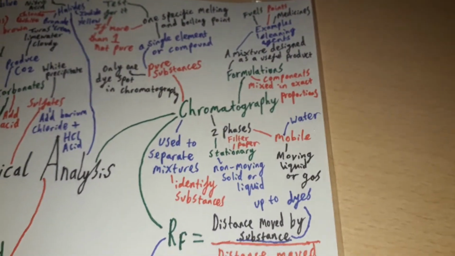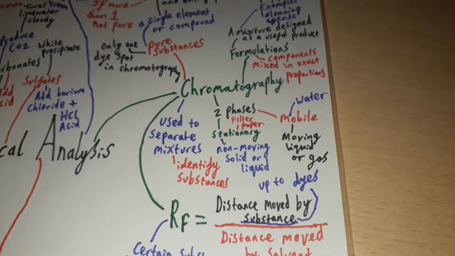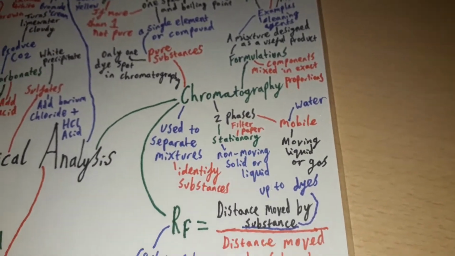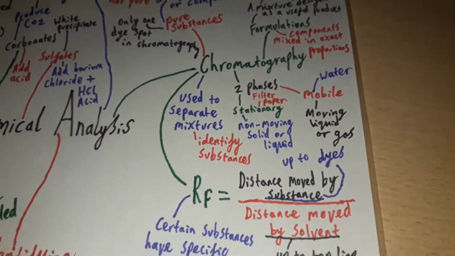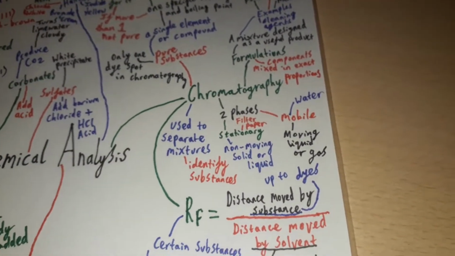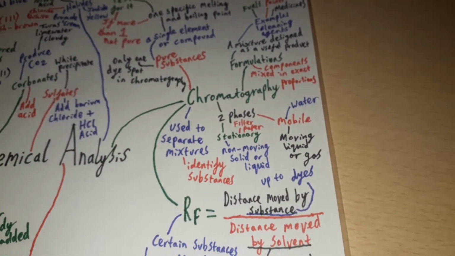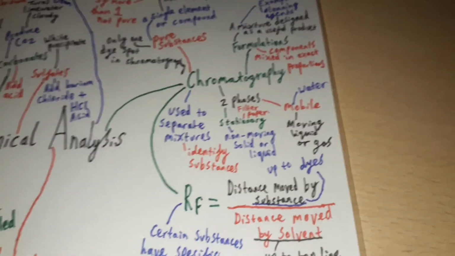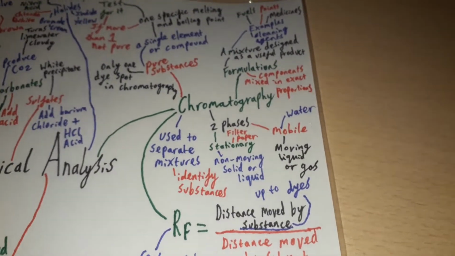Next, let's look at actual chromatography itself. It's a process that's used to separate mixtures and identify the substances which make them up. In chromatography, we look at it as having two phases. These are things that are used in chromatography. We have the stationary phase and the mobile phase.